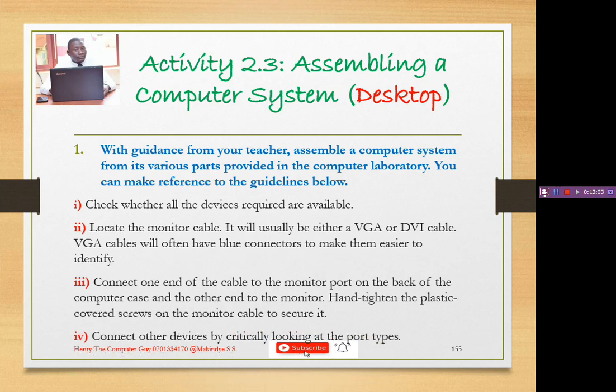Then number 4, connect other devices, critically looking at the port types. If let's say the port is USB, which is the universal serial bus, look for where the USB is. If it is another type, let's say PS2, look for where the PS2 is. If it is another type, let's say network, look for what you need to connect. That means that every component has to be connected to its specific port. And remember, we said that a port is a point at which a peripheral connects to a computer. So you have to look for those ports that you need to connect to.